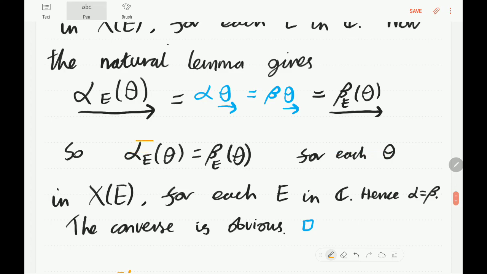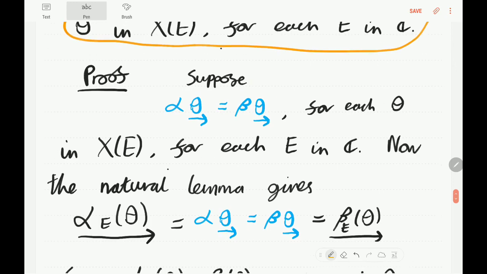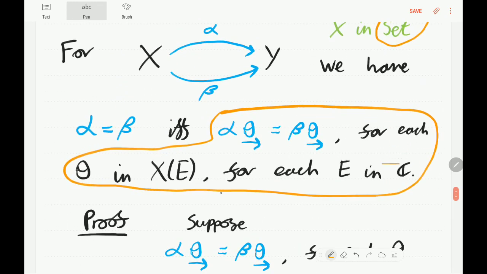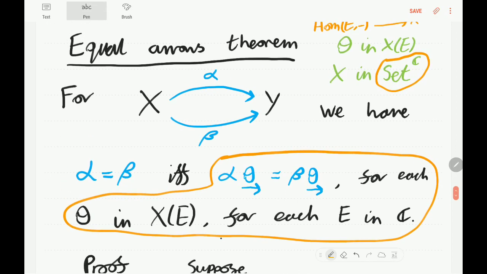And so that means, of course, that the eth component of alpha has to equal the eth component of beta. And this also holds for arbitrary e, which means that alpha and beta are indeed the same natural transformation. Okay, so we've now just proved that this statement in the orange bubble here implies that alpha equals beta. And of course, as I've said, proving the converse is easy. If alpha and beta are the same, of course, they act the same way as is described in this orange bubble here. So that's our equal arrows theorem done.